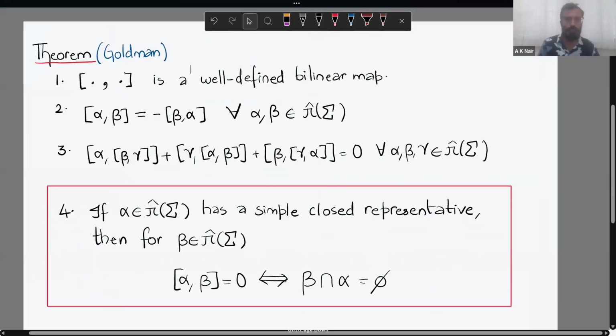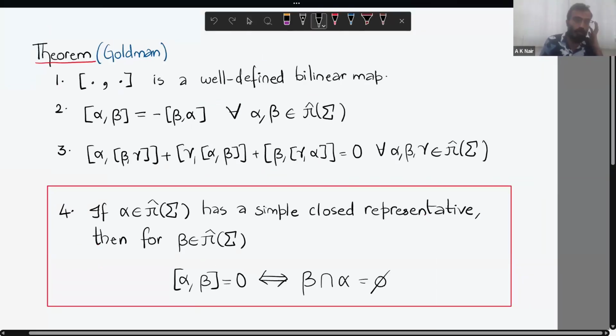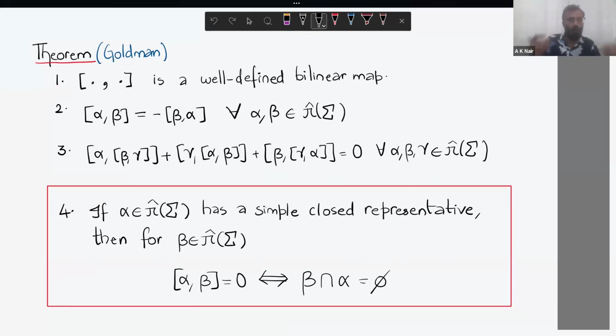So let's see some properties of the Goldman bracket. It is a well-defined bilinear map. It makes sense over homotopy classes, even though the definition seemed to be on representatives. It's skew symmetric, which is easy to see, because the concatenations wouldn't be much different; the only difference is that the epsilon pi's just get flipped. And it satisfies the Jacobi identity.